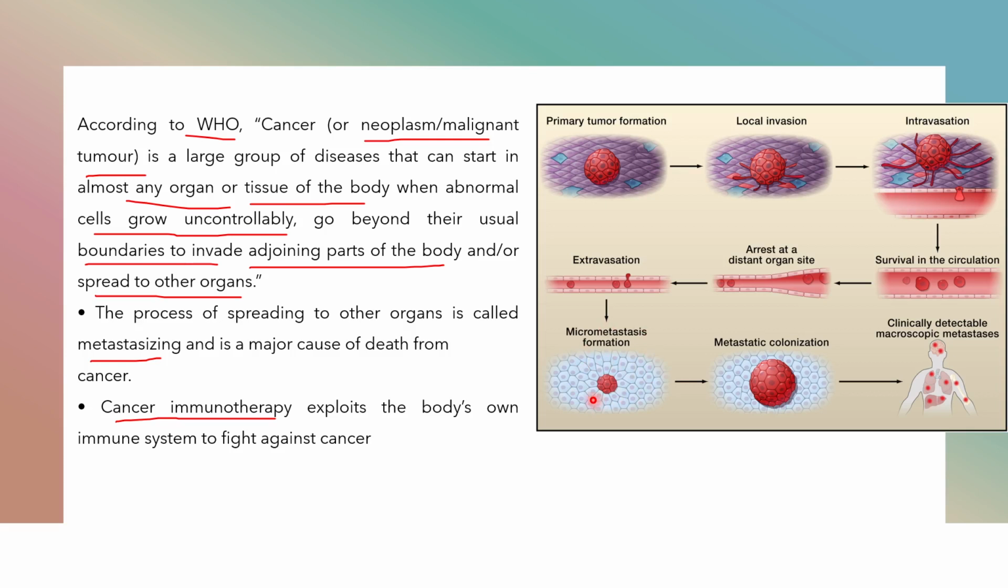Metastasis formation. These are the cells, and look at the tumor size. This cell gets extravasated from the blood vessel to the nearby organ, and now it is increasing in size, generating more and more in an uncontrollable manner. See here, this is the small tumor. Next, it leads to metastatic colonization. It leads to a big tumor and then clinically detectable macroscopic metastasis.